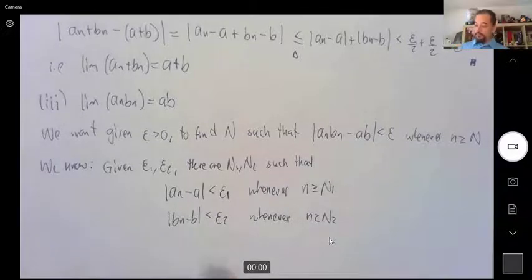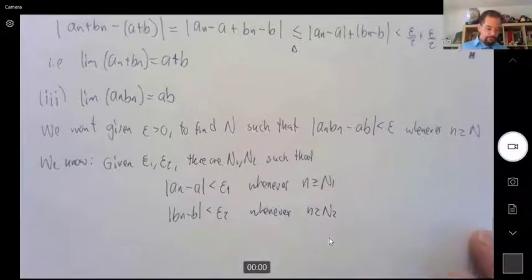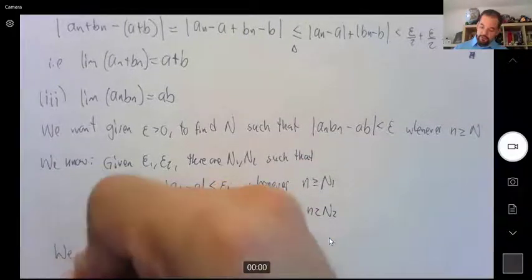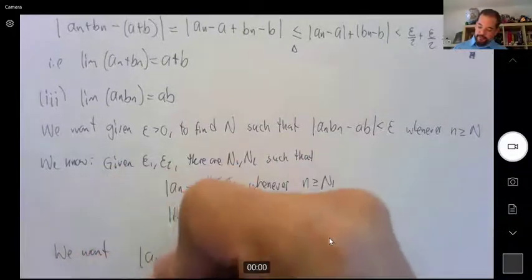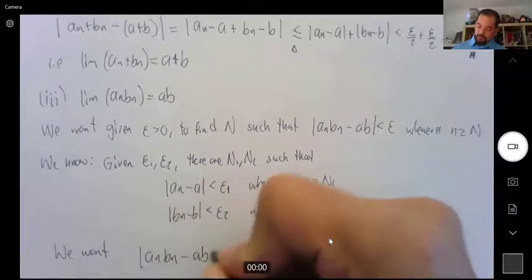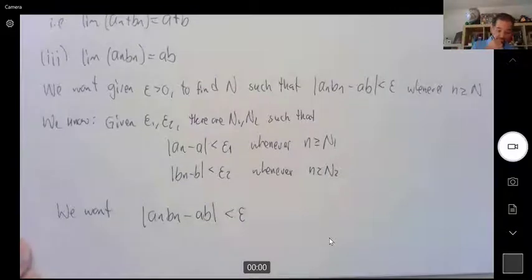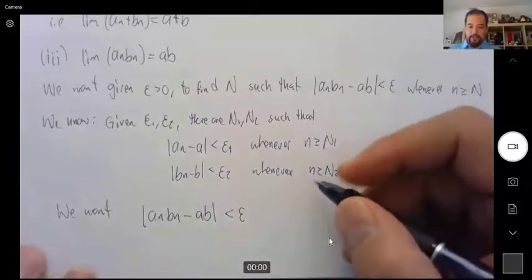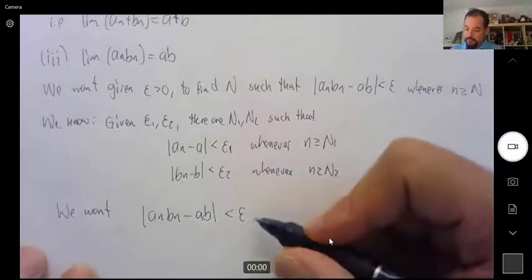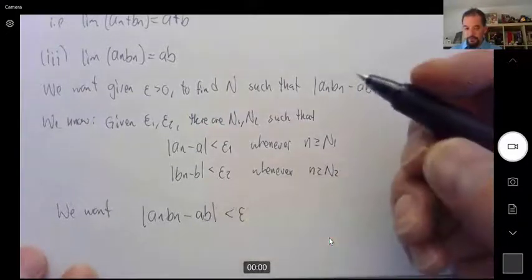So again, we start with what we want. So let me put it here. We want |AN BN minus AB| to be less than epsilon. And again, for the moment, I'm going to assume that A is not 0.